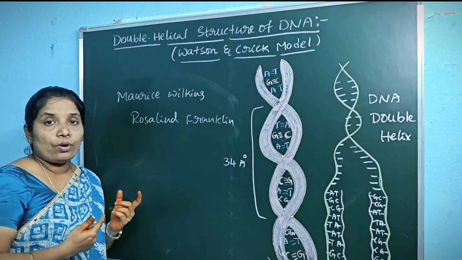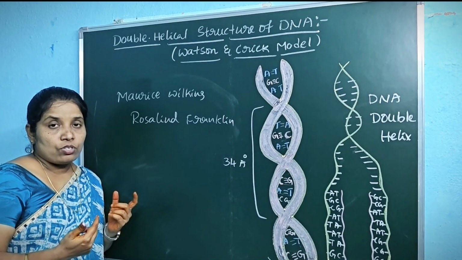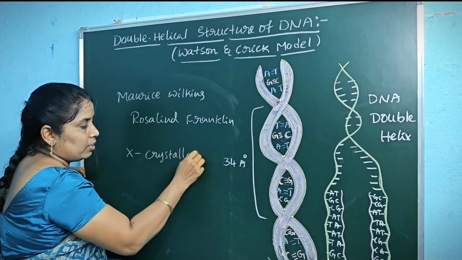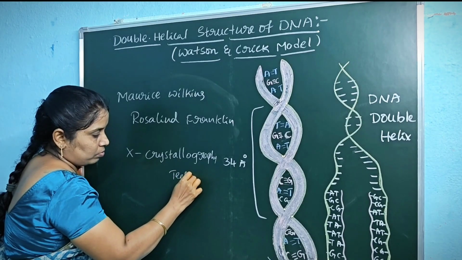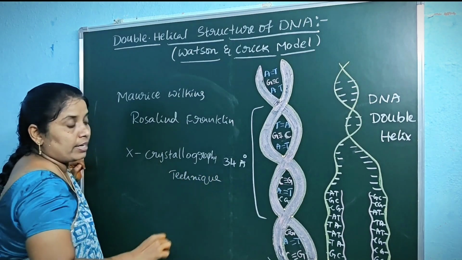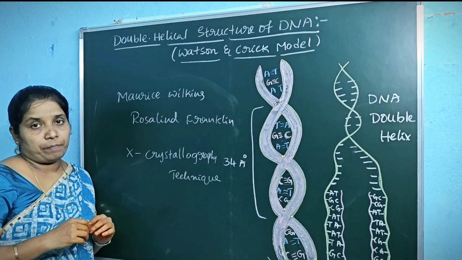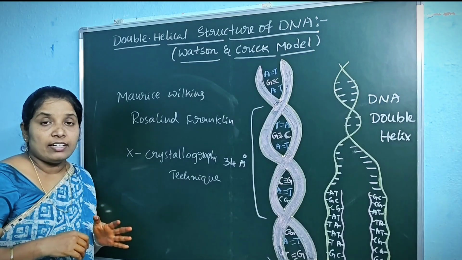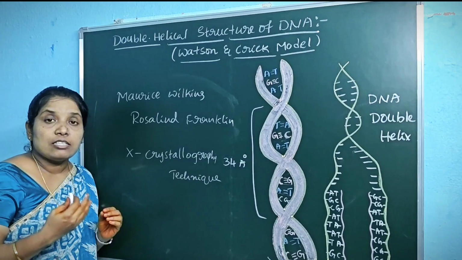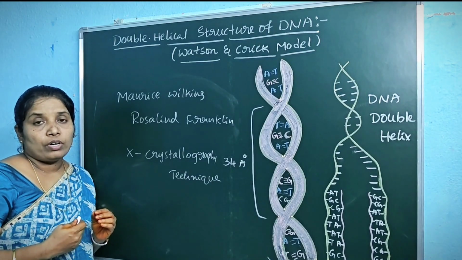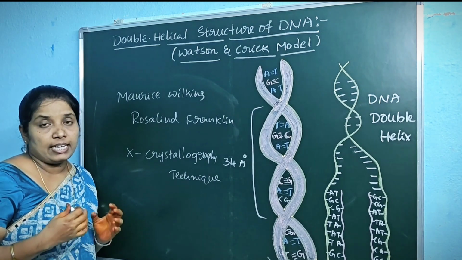They wanted to know the arrangement of atoms present in DNA. So they used the X-ray crystallography technique. By using this technique, they got fine X-ray photographs of DNA. The photographs revealed the diameter of DNA, the length of the helix, and the distance between two base pairs also. So they revealed those important features of the DNA double helix.